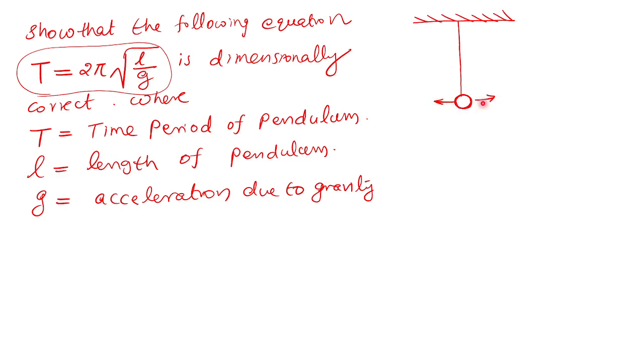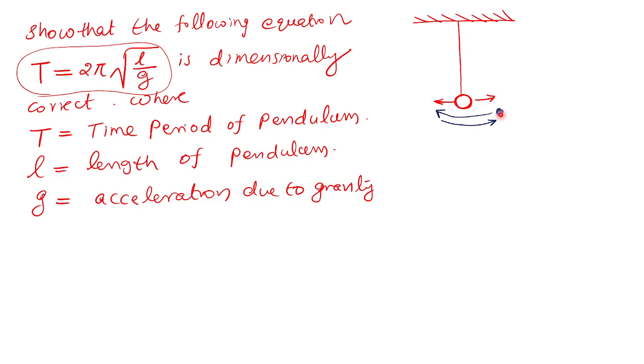continuously moving like this. Knowledge of the time period is not required in this problem, but let me discuss that. Suppose initially the pendulum is here. The pendulum goes to the other extremity and returns to the initial state. The time taken for this is said to be the time period.